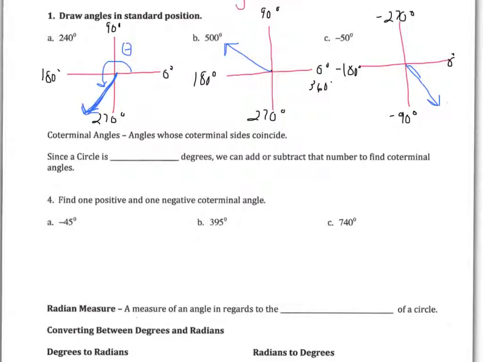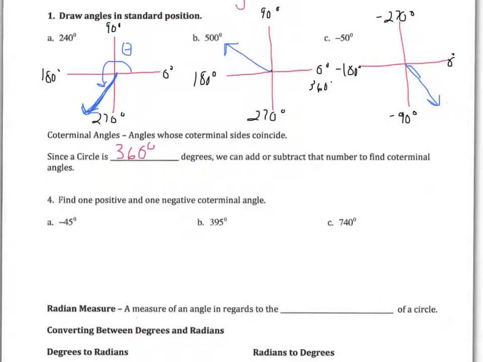So if we look at part B, we noticed that we had to go all the way around the circle to past 360, and then we had to go 140 degrees more. So it looks like that 500 degrees and 140 degrees ended up in this exact same location. And they do, because they are actually coterminal angles. So since a circle is 360 degrees, we can add or subtract that number to find coterminal angles. And sometimes it's easier to find a coterminal angle before you draw it.